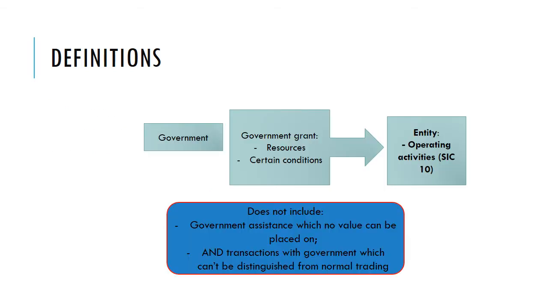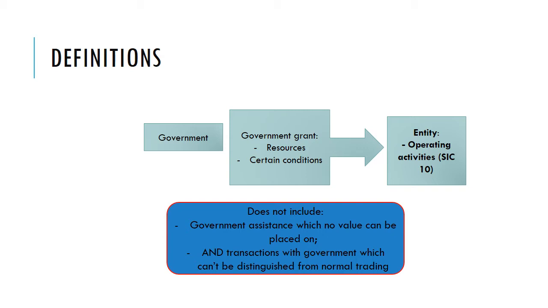Now the definition of government grant. Okay, so we have the government. The government transfers resources with certain conditions attached to them to the entity. But this needs to relate to the operating activities of the entity. Then as well, SIG 10 has certain rules relating to the operating activities, which we will be looking at in the next slide. So, we have the government that transfers resources with conditions attached to them to the entity that must relate to the operating activities of the entity.